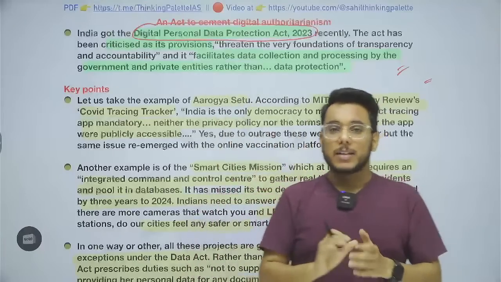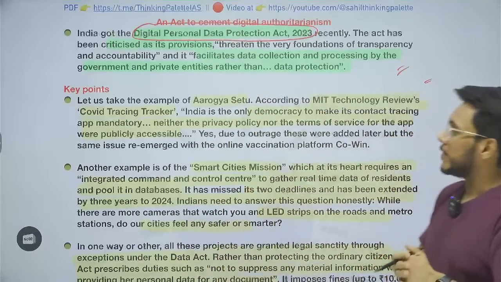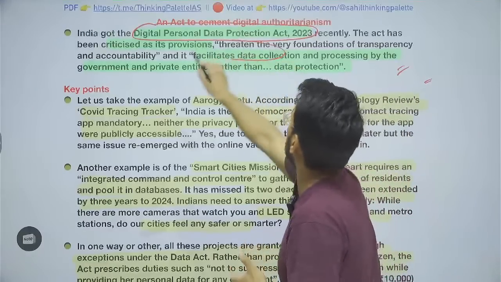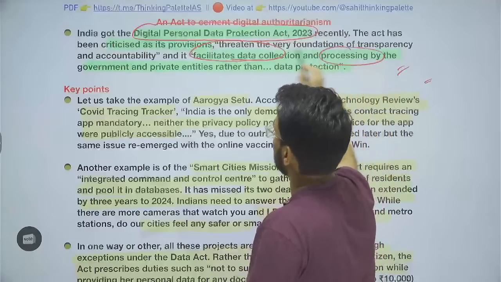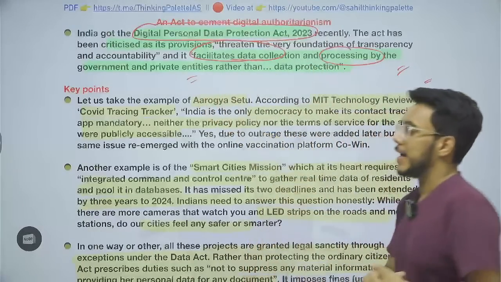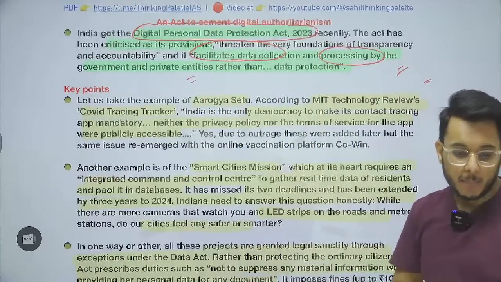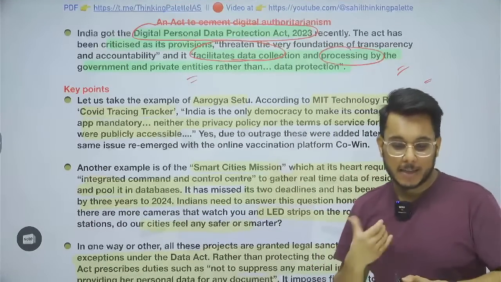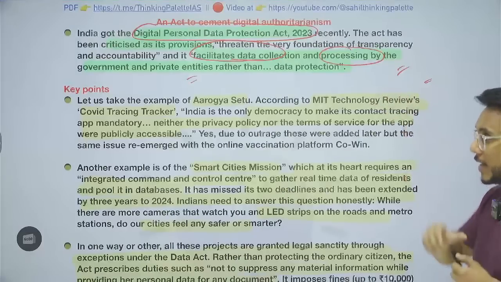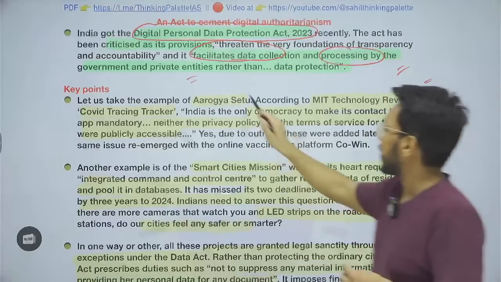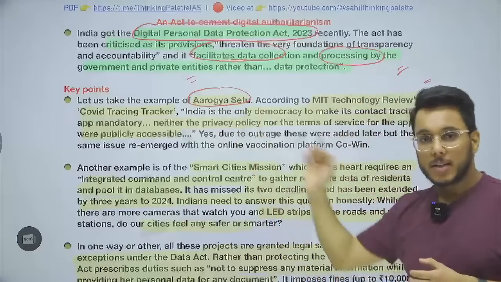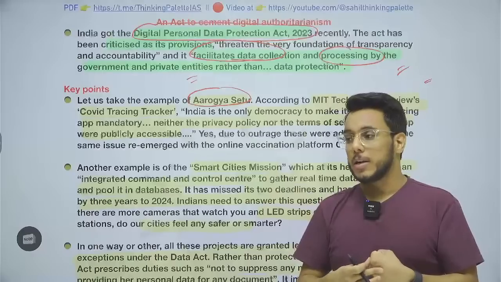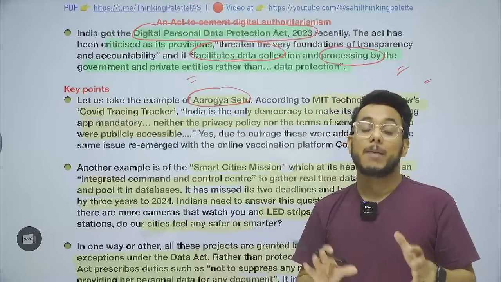Rather than protecting the people's right to privacy, this Act facilitates data collection. It facilitates data processing by the government as well as private entities. It says that the government at multiple times has shown disregard for the right to privacy of the people. According to the article, it has given many examples. For example, we have the Arogya Setu app. Now, the Arogya Setu app was mandated during the time of COVID. It was a contact tracing app, and this app was made mandatory.